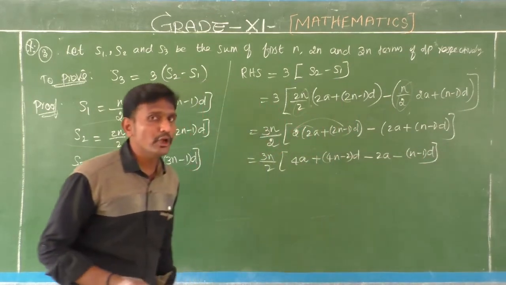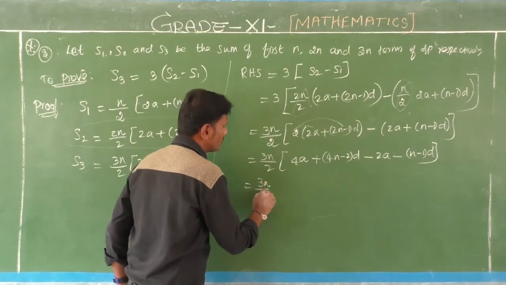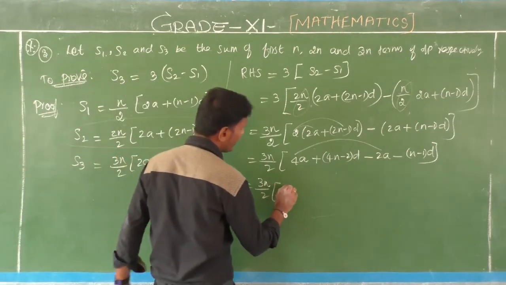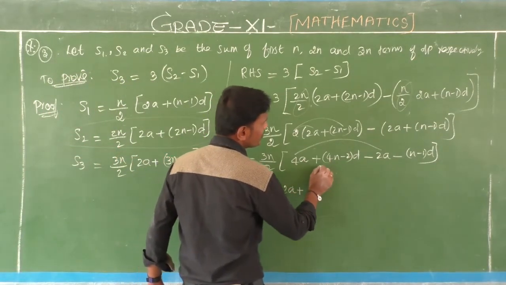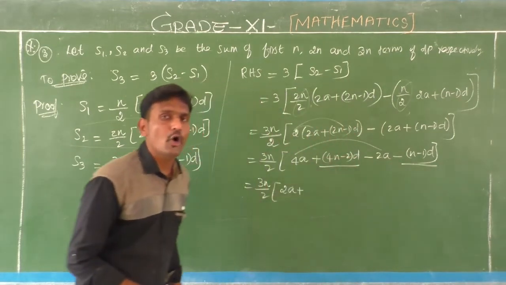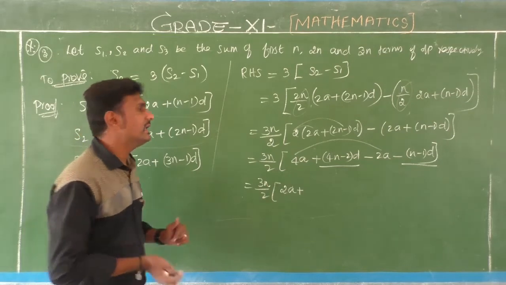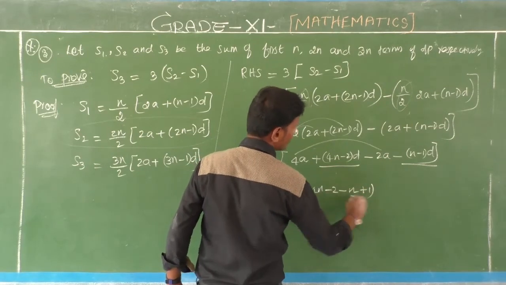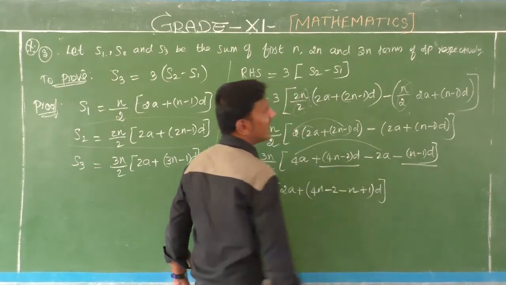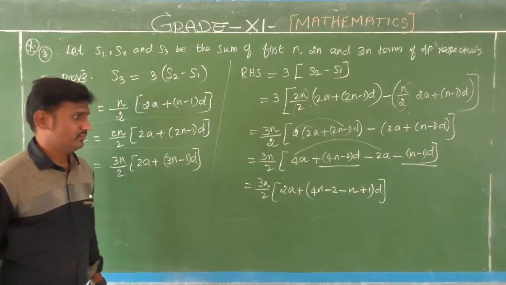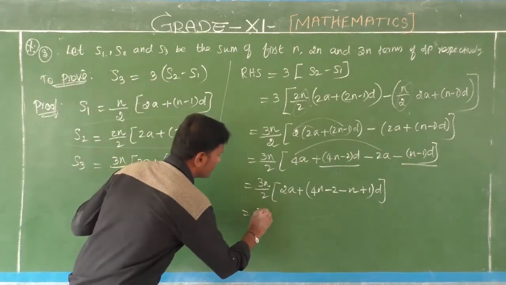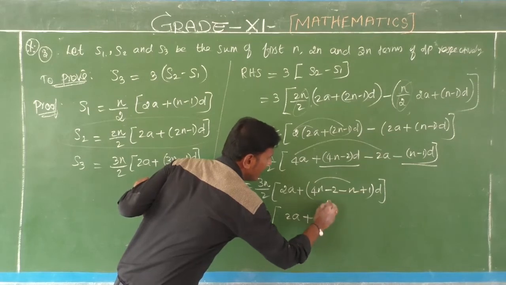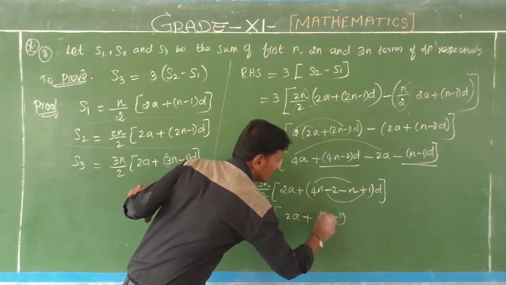Yes, student. Now I am going to simplify to get 3n by 2 into 4a minus 2a, to get what? 2a. 2a plus, see, this term and this term you have common by d. Shall I take it outside? Yes. And I have a value of 4n minus 2 minus n plus 1 into d. Why? Because I am going to enter the negative in the bracket. Okay. Now you simplify to get 3n by 2 into 2a plus 4n minus n is 3n and minus 2 plus 1 is minus 1 into d.